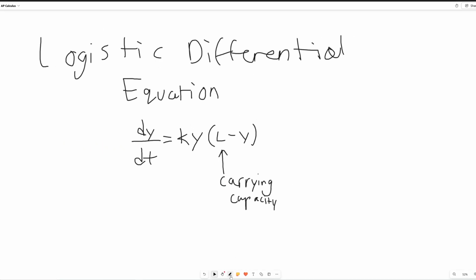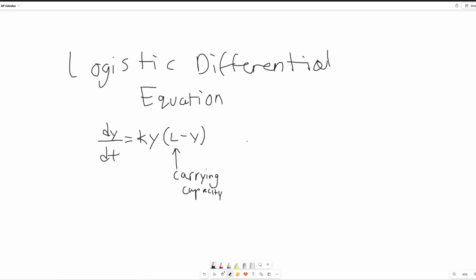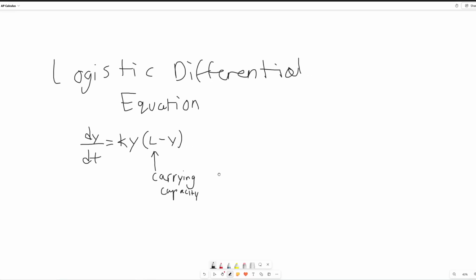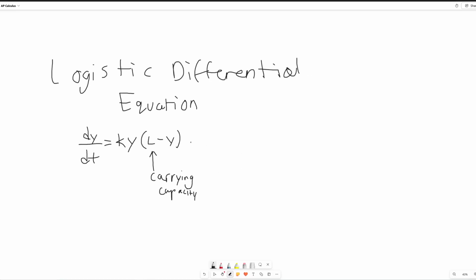So, written in function form, you can separate the variables here, and it's a whole long separation of variables, and you won't have to do it on the test, but this in normal form will be y of t equals L over 1 plus c e to the negative L k t. So something very long. So again, this is carrying capacity. This is our proportionality constant, and then this is our constant of integration.